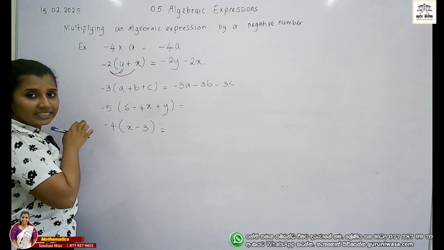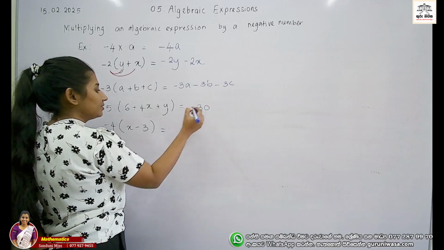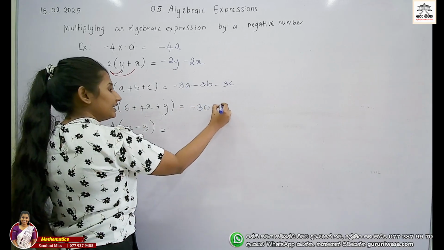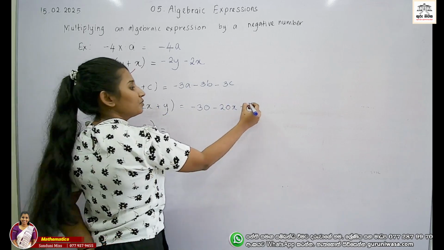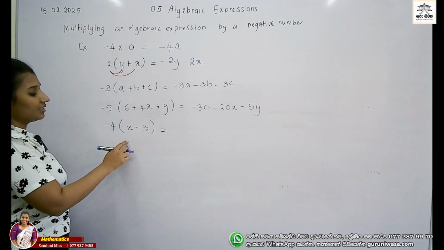This one. Negative 5 times 6 is negative 30. Negative 5 times 4x, negative 20x. Right. What about this?